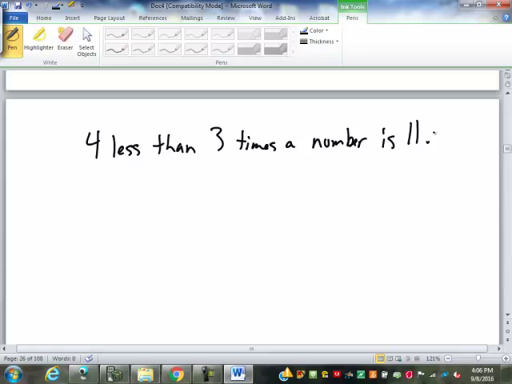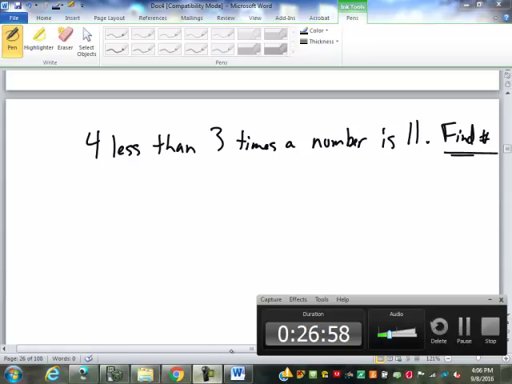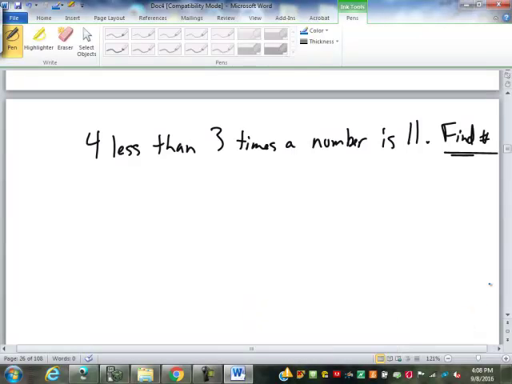Find the number. 4 less than 3 times the number is 11. Find the number. In your notes, do that quick. I'll pause for a minute. So, what's our equation going to be? Perfect. 3x minus 4 equals 11.